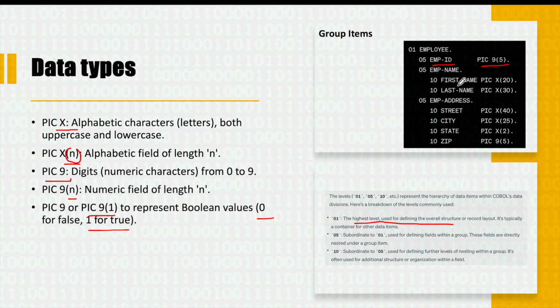Same for first name, which is alphanumeric with 20 characters. Last name has 30 characters. Then there is a parent, which is employee address. And what are the components in it? Street, city, state, zip. So this is how the data types are represented in COBOL.